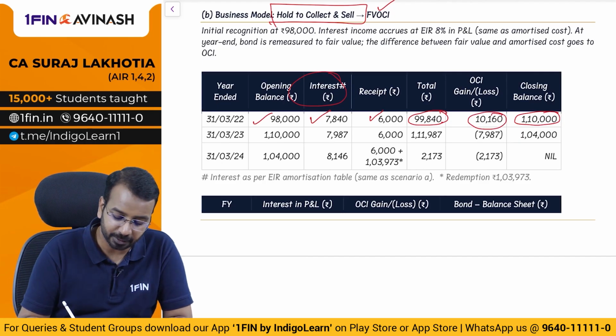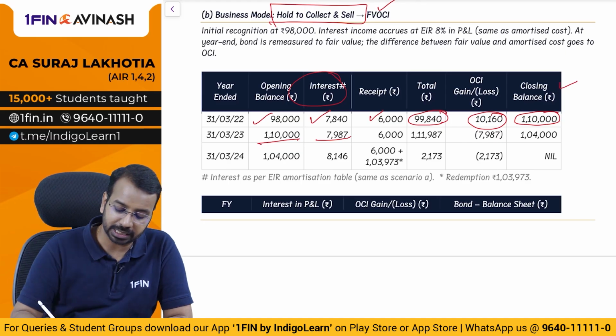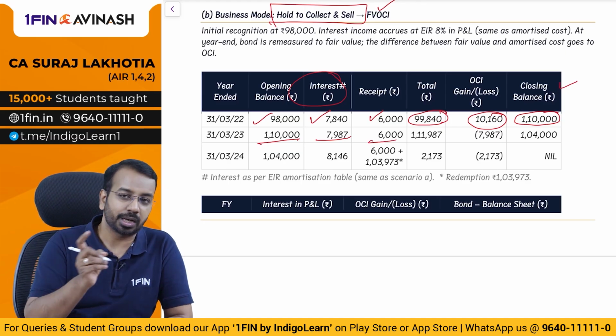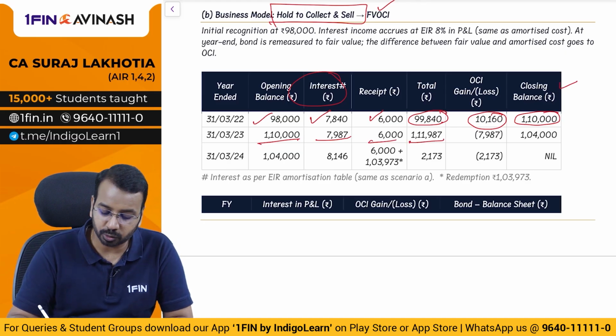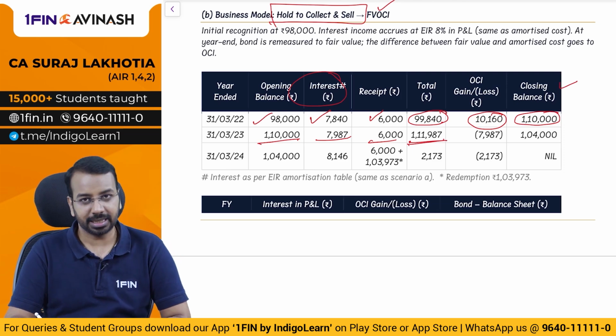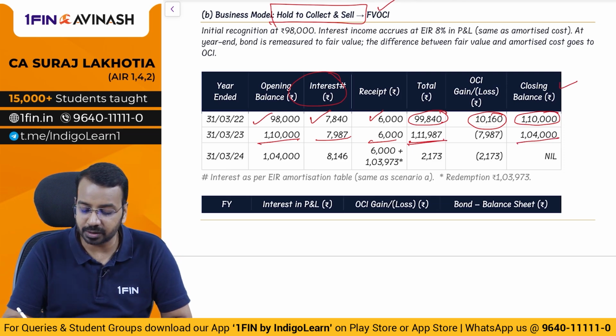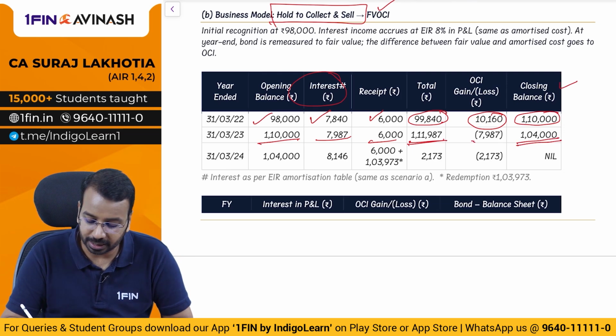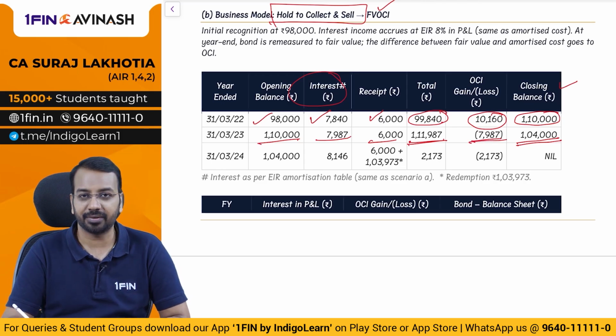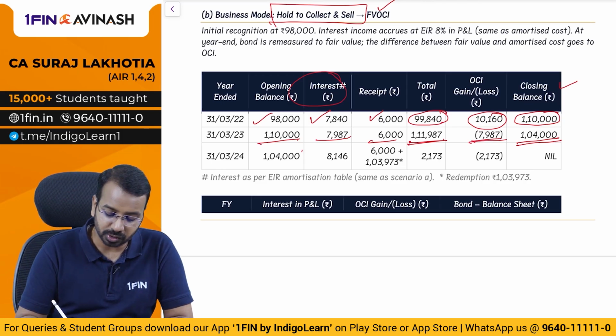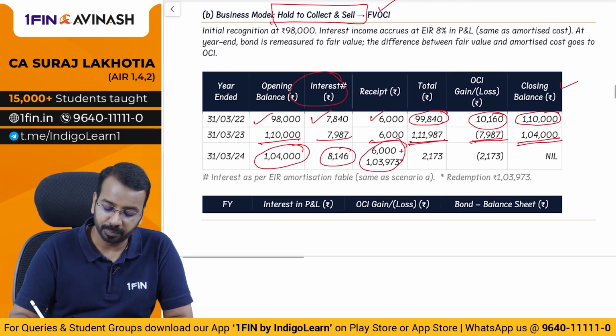Second year, opening balance will start from this, interest will be calculated as per effective interest rate, payment will also come as per 6,000, closing total amount will become 1,11,987, whereas closing balance fair value is 1,04,000. So we will recognize the loss of 7,987 in OCI. In third year, what happens? You start with 1,04,000, interest is 8,146, amount that you will receive is 6,000 plus principal.